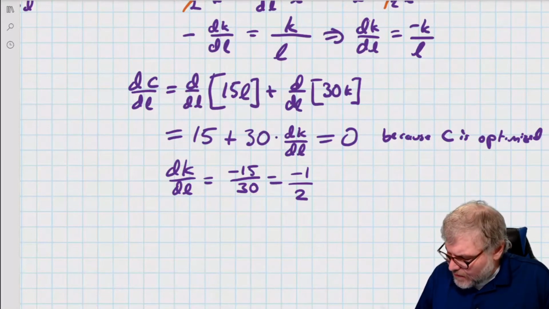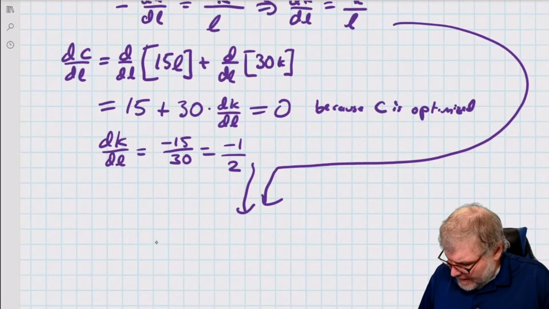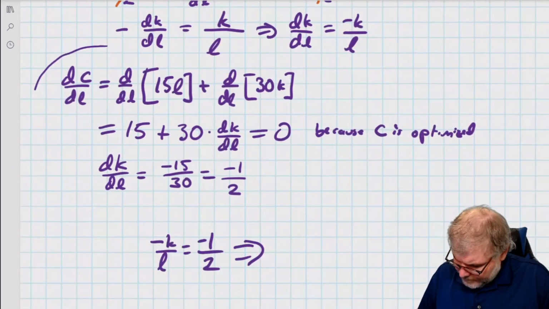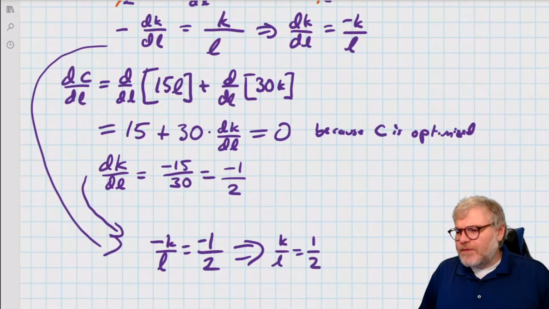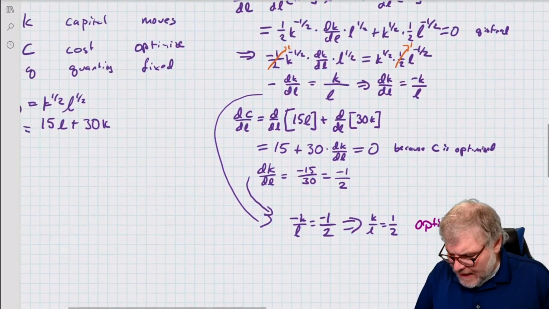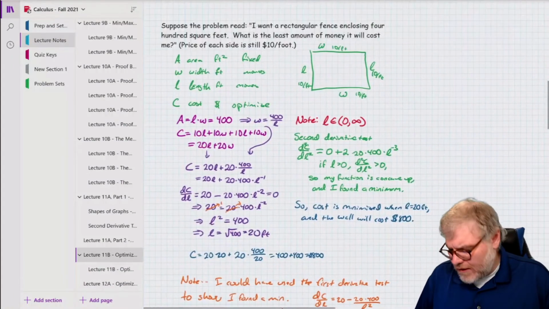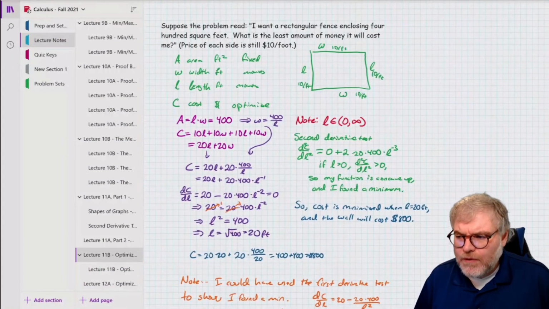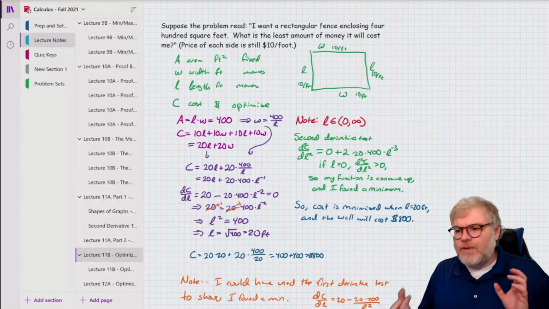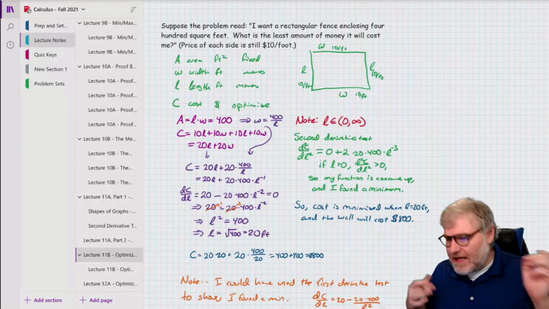So I set dk over dl from this equation equal to the one from that equation, and I get the following. So I take these two things and I get that negative. So that gives me an optimal ratio. Now, as we recall from last time, right here we got an optimal ratio when we're doing the rectangle. Because the costs were equal, we wound up with an optimal ratio of 1:1. Okay, that length would equal width.